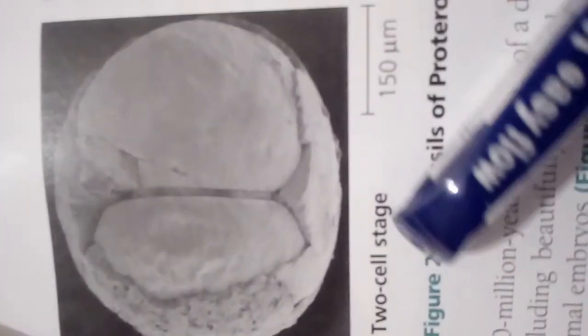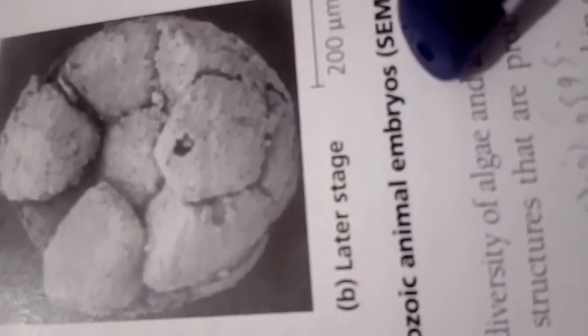In the late Proterozoic, Chinese paleontologists recently described a particularly rich site that contains 570 million year old fossils of a diversity of algae and animals, including beautifully preserved structures that are probably animal embryos. Notice this figure: one represents an early cell stage, a closer look, and this one represents a later stage. Fossils of Proterozoic animal embryos.